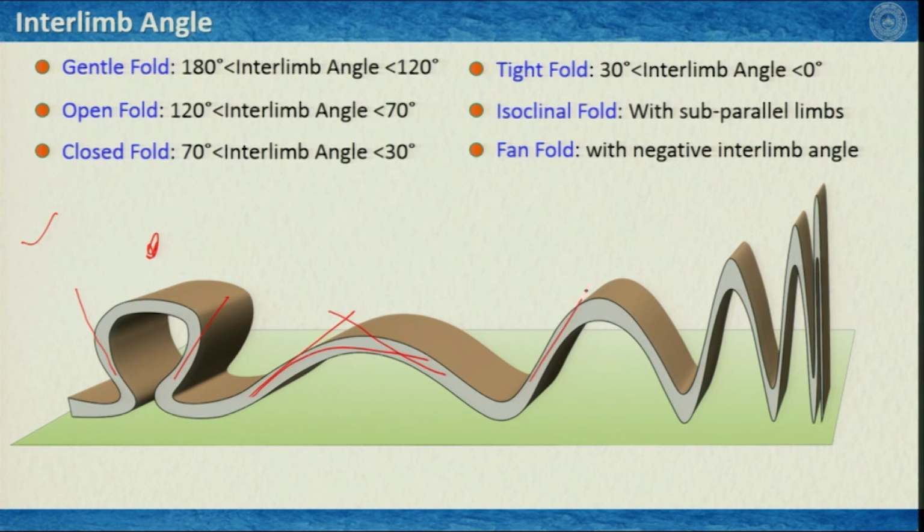Now, of course, this is a gentle fold, the interlimb angle is pretty wide. This is an open fold, this is a closed fold, this one is a tight fold, and here you see the two limbs are running almost parallel to each other, and therefore this is an isoclinal fold. So, this is how we define folds based on their interlimb angle: gentle fold, open fold, closed fold, tight fold and isoclinal fold together with fan fold.